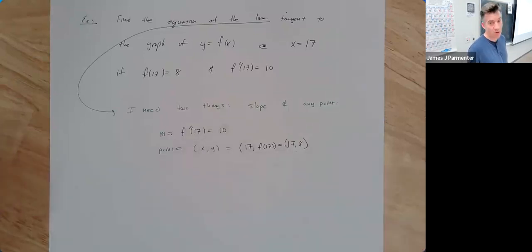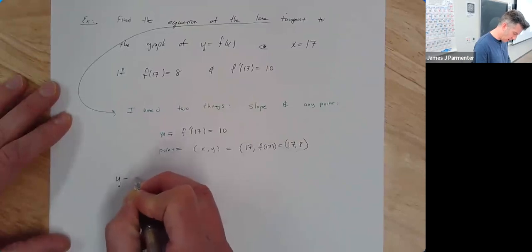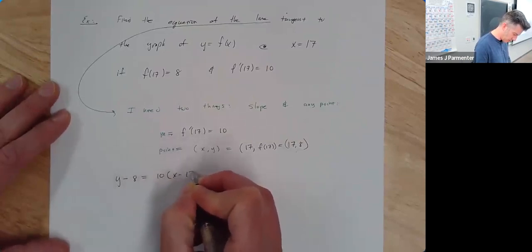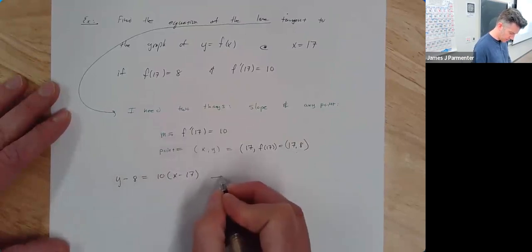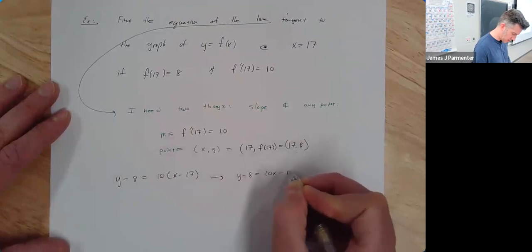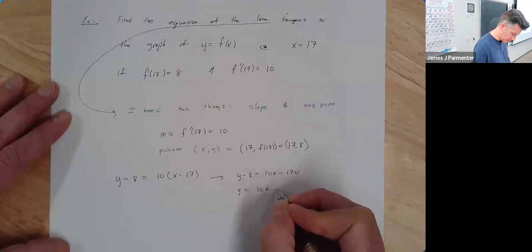The thing is, we don't actually have the equation here, right? They never told us what the function was. They just said we know this information, but that's enough information to know the point. So then the usual thing: y minus the y coordinate equals the slope times x minus the x coordinate. And then we can simplify this as y minus 8 equals 10x minus 170. We add 8 to both sides: y equals 10x. Minus 170 plus 8 is minus 162.